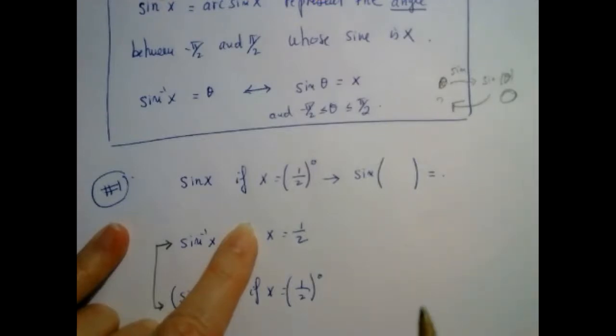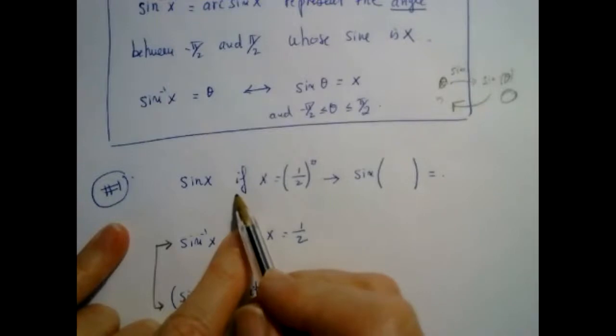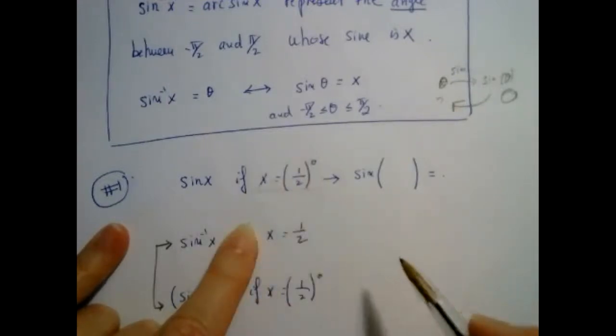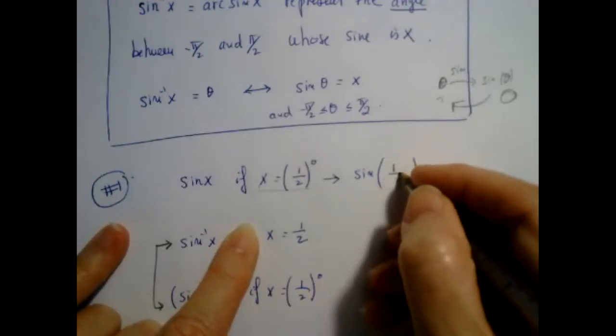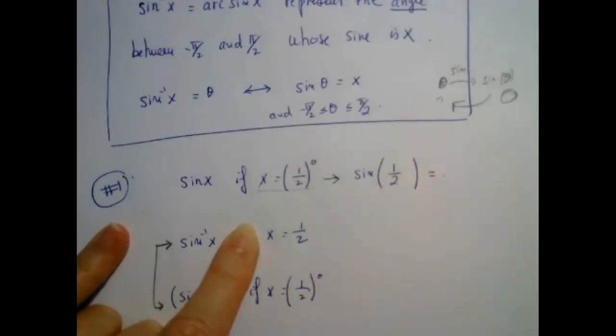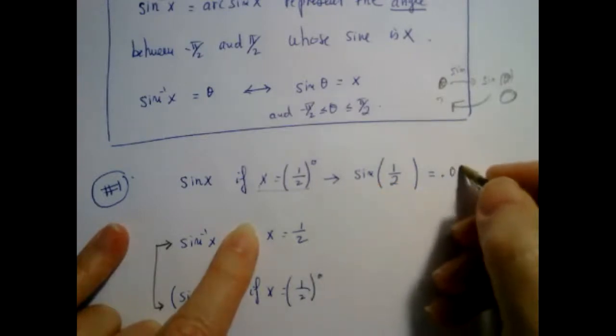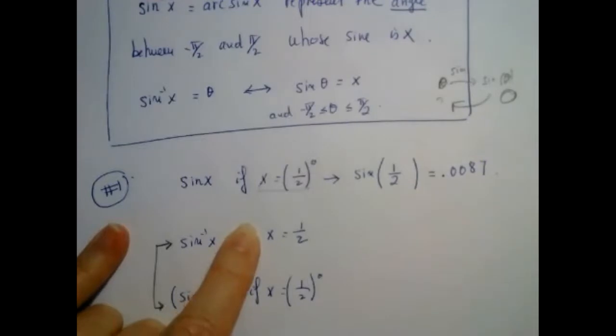Remember, no, it's not 30. Be very careful. The first question, they want the sine of the angle. They don't want the sine inverse. So now it's sine of half a degree. It means you plug in a half for the sine. This is going to give you what you guys are giving me. That's the correct answer. So in this problem, they're asking you the sine of half a degree.